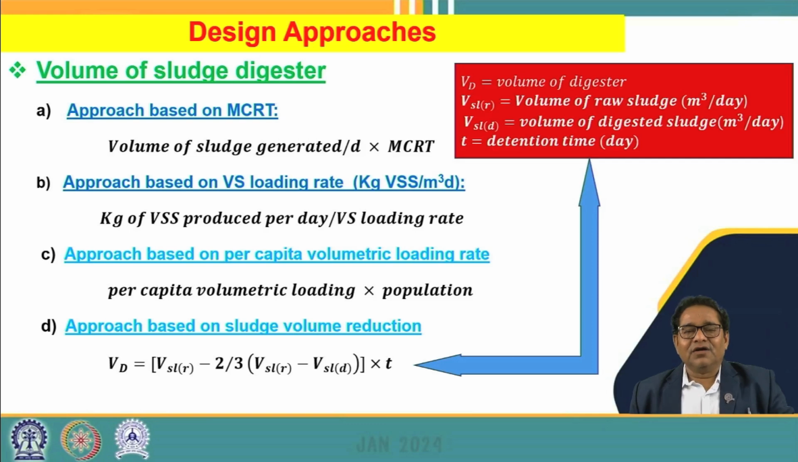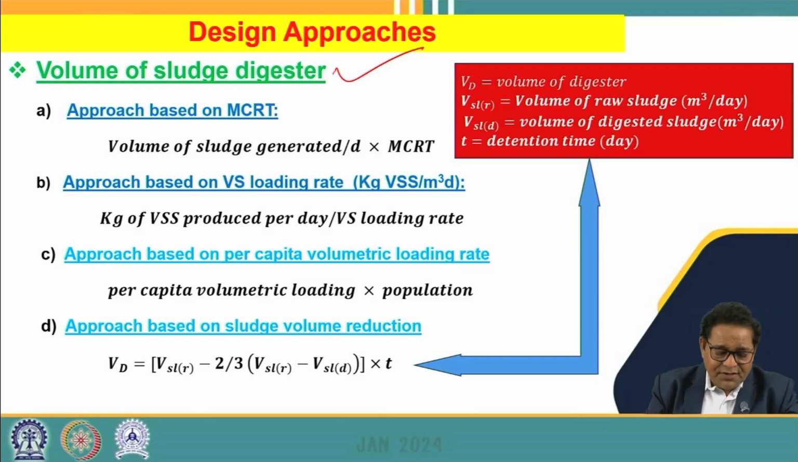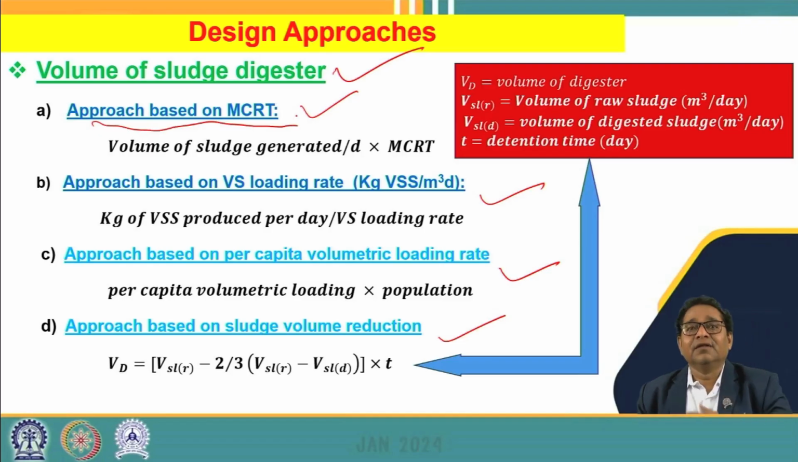So now let us discuss the various approaches we adopt to determine the total volume of digester required for treatment of the sludge. Here, if we can see, there are 4 different approaches. The first approach is based on the MCRT value, that is the mean cell residence time value.